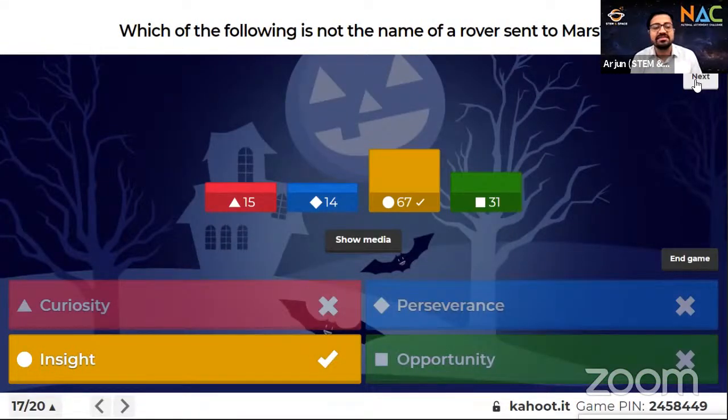Yes, the correct answer is InSight, with 67 of you getting it. InSight was basically a lander sent to Mars in 2018. It is one of the latest landers to reach the Martian surface, and it studies the quakes, the Martian quakes. Whereas Curiosity, Perseverance, and Opportunity are the names of the three rovers, with Opportunity being the first of the list and Perseverance the latest to be launched to Mars.